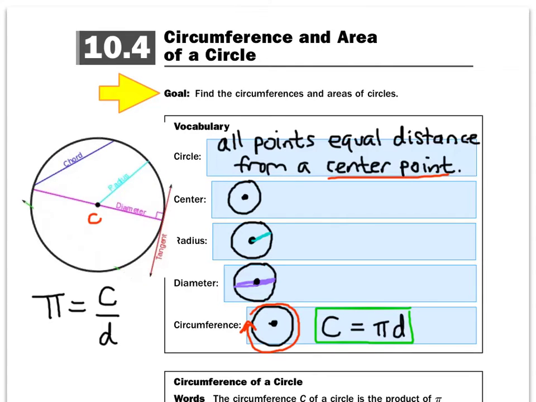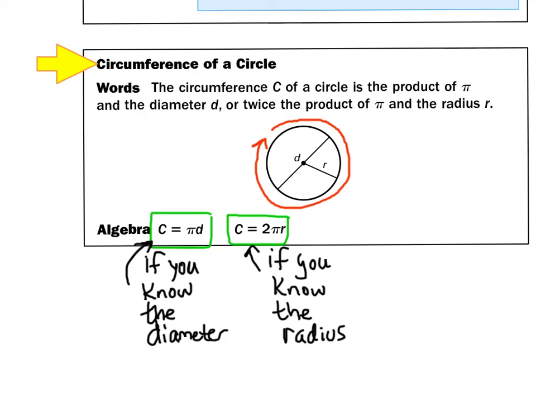Now, some other vocabulary is a chord. A chord is important. It's a line segment that starts at one part of the circle and is a straight line segment and touches another part of the circle, but it does not go through the center. Okay, circumference. The circumference of a circle is the product of pi times the diameter. Or another way to think of it is twice the product of pi times the radius. And that makes sense if you think about it.